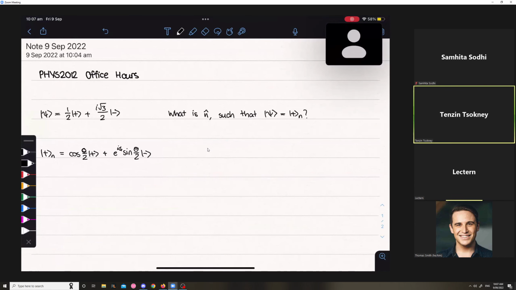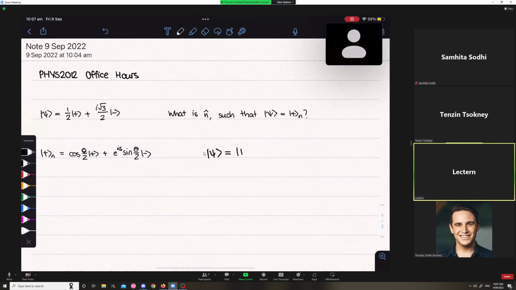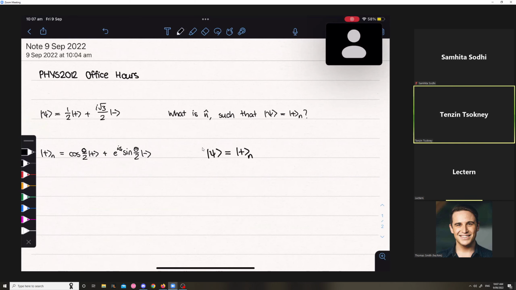So basically what this question is coming down to is, I know what the components of psi are, and I know that psi ought to equal some sort of plus n. So what this question is asking you to do is compare these two equations and, given the components, work out theta and phi. Because once you know theta and phi, you can figure out n hat from there, right?